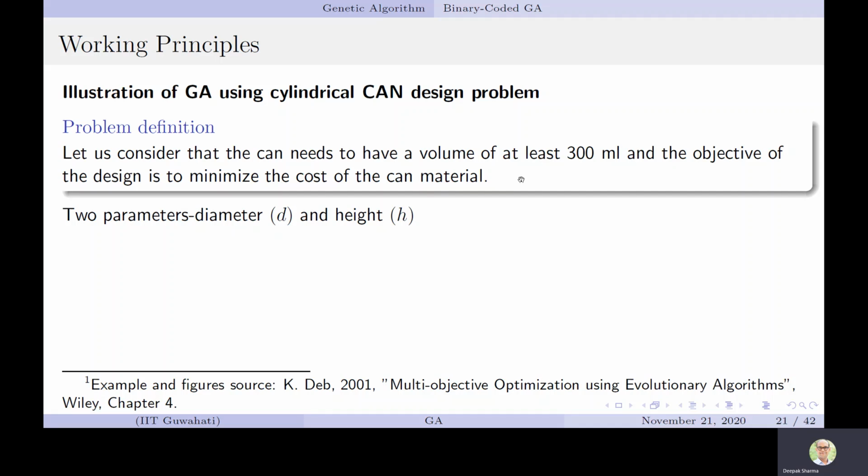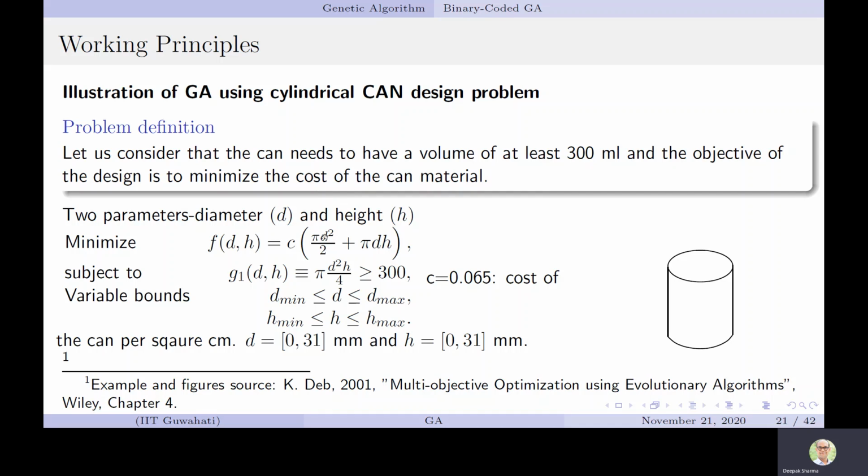So what we can understand, there is a can, cylindrical can. It should have minimum 300 milliliter of volume, and the price should be minimized. So as we have understood earlier, if we want to design a can, we only need two parameters, which is diameter and height. And from the above statement, the objective function is minimizing the cost and the constraint is on the volume. So as we have understood, the cost can be found by finding the surface area of the can. So this is the surface area in terms of the diameter and the height, and it is multiplied by C. C is some cost factor that we are multiplying. So we can get a cost of the can.